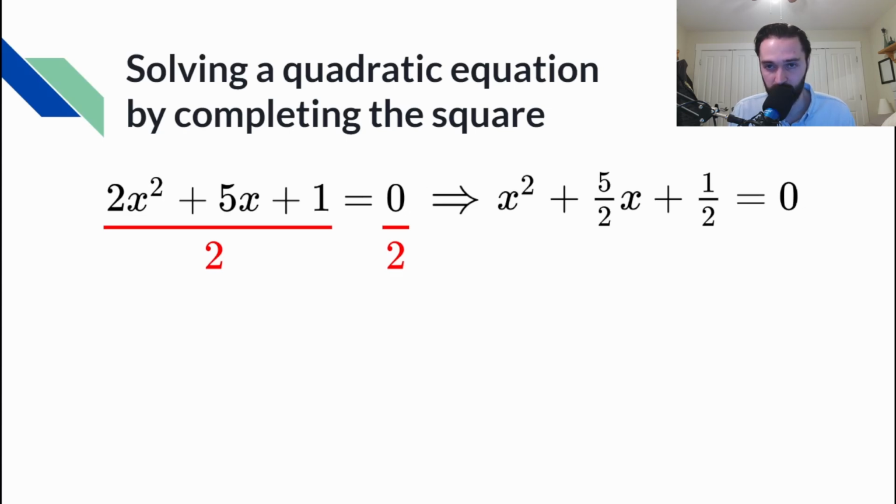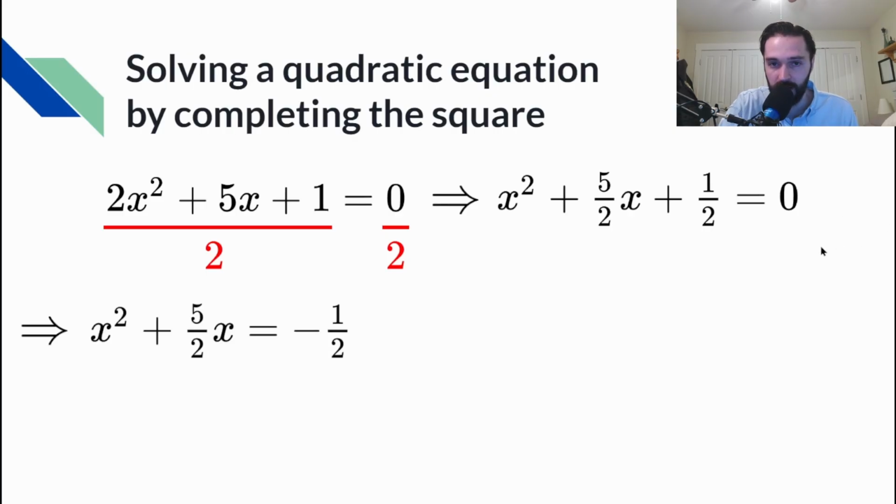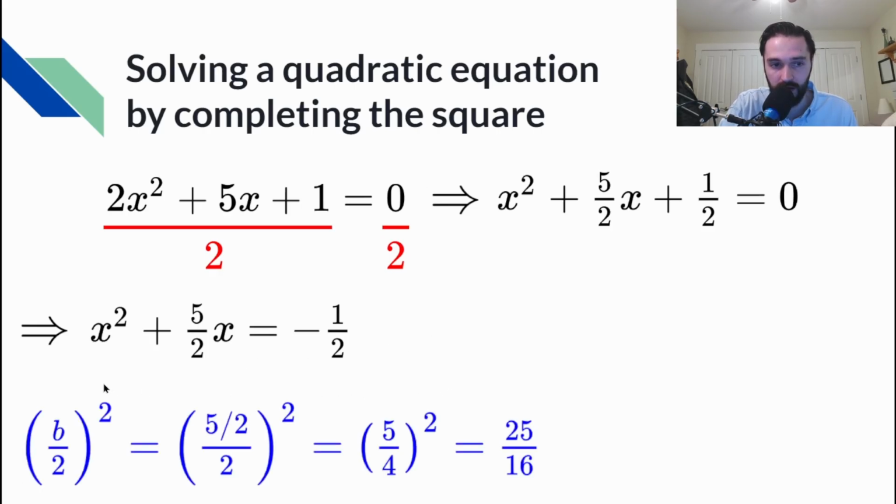We just need to be careful because we have fractions involved now. So we're going to subtract 1 half from both sides, and that gives us this. Now we're ready to determine what we need to add to both sides to create a perfect square trinomial. We're going to add b over 2 squared to both sides.